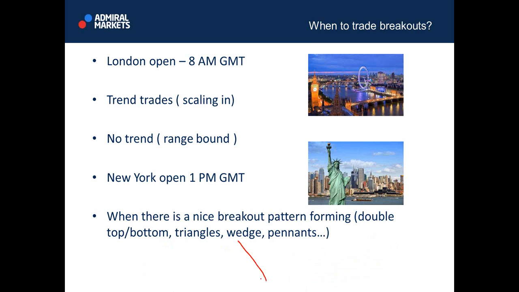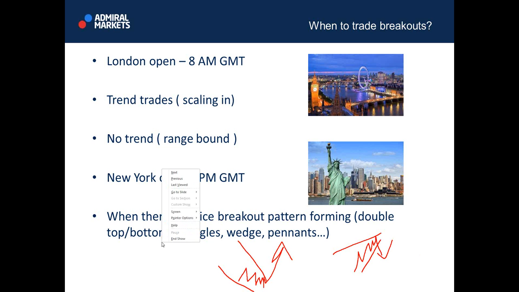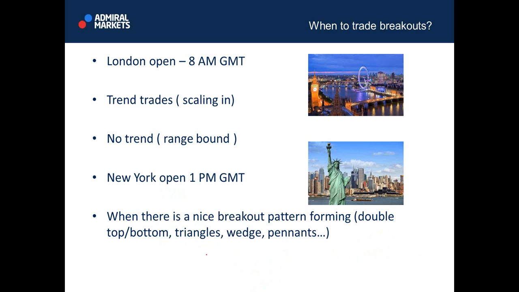This is a bullish wedge, because you are waiting for a breakout in the long direction. This is a bearish wedge, because you're waiting for a breakout to the downside, in the short direction. Okay? Then you can trade flags, pennants, and so on. Many of those patterns can be traded.